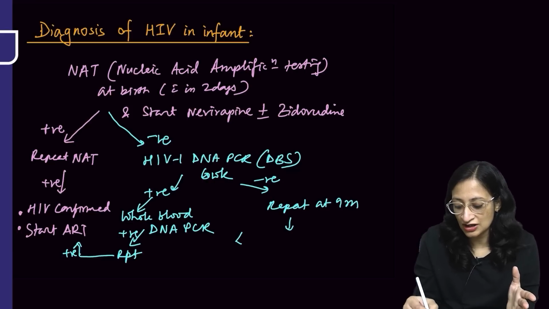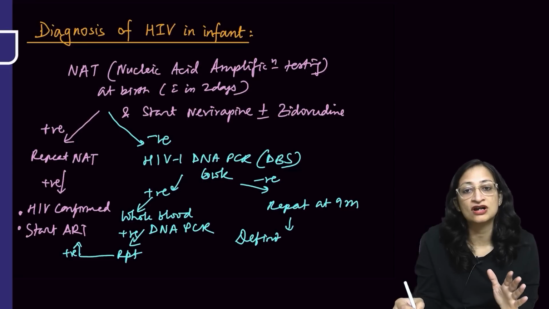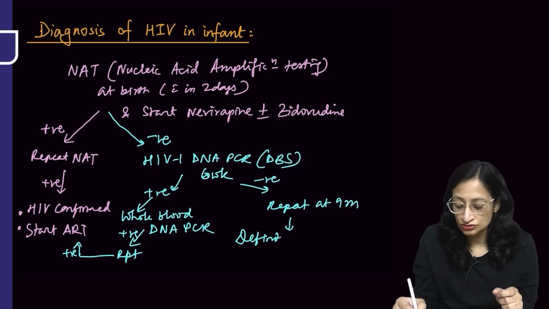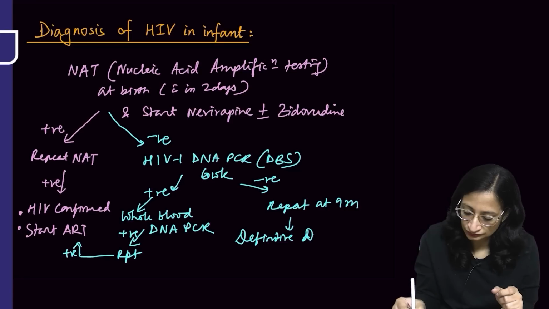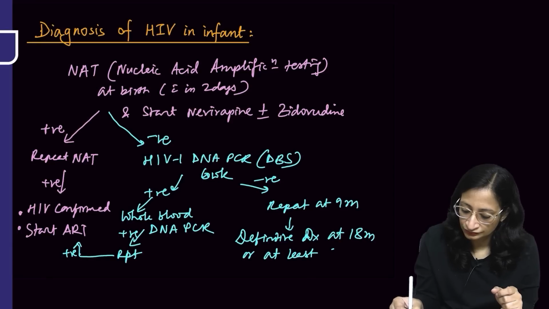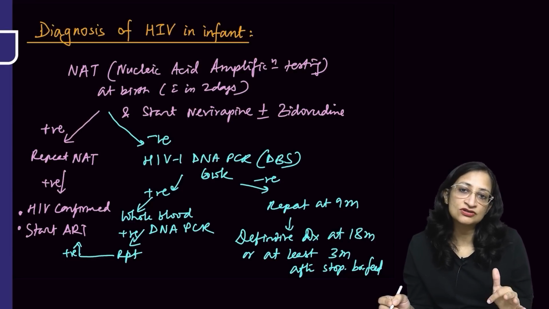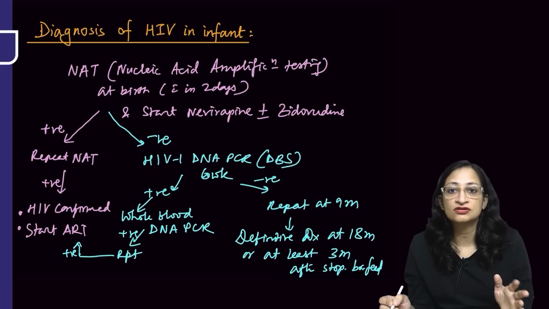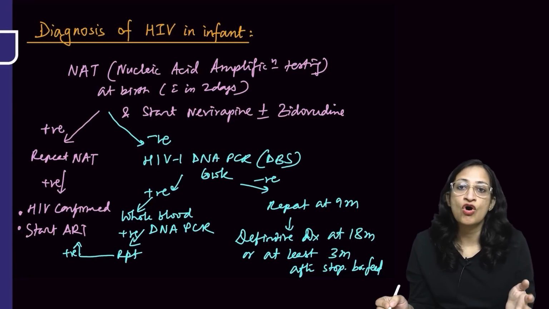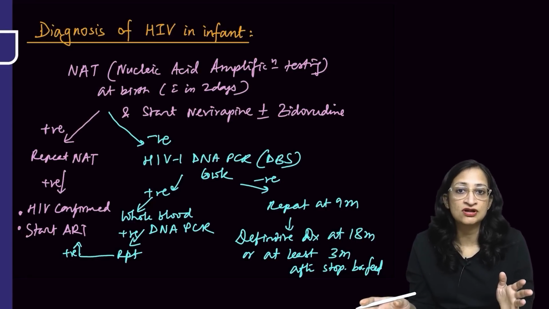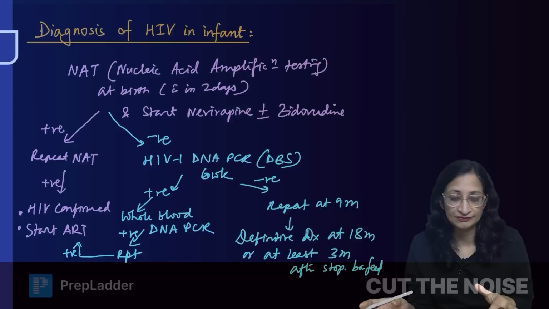And usually the definitive diagnosis is done around 18 months of age, or at least 3 months after stopping breastfeeding. Now, apart from this nevirapine and zidovudine, you also have to start co-trimoxazole prophylaxis for the babies, and it needs to be continued if HIV comes positive, or unless HIV infection has been completely ruled out, you continue co-trimoxazole prophylaxis as well.